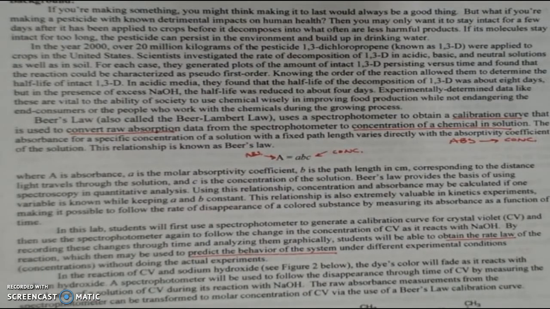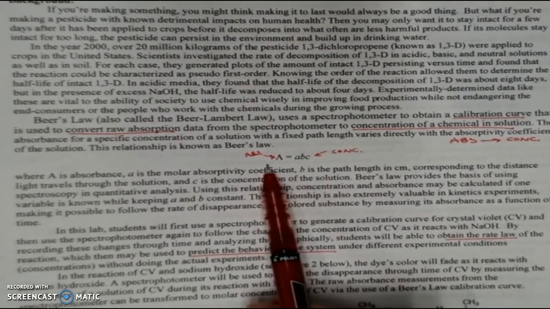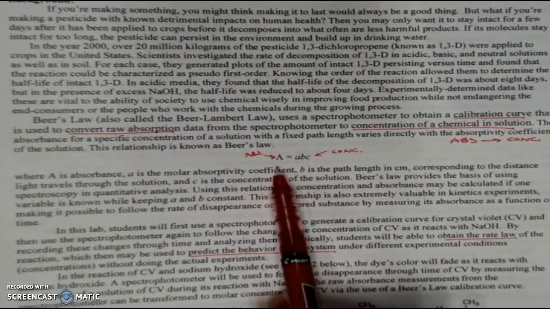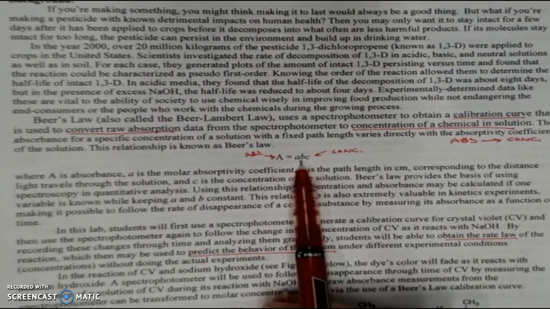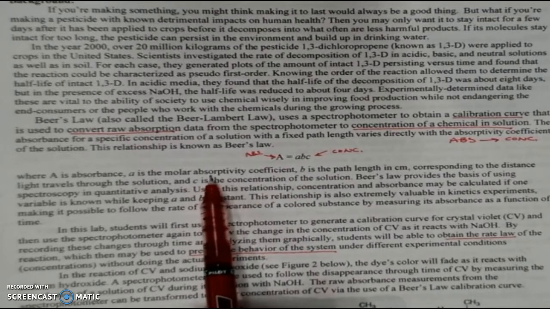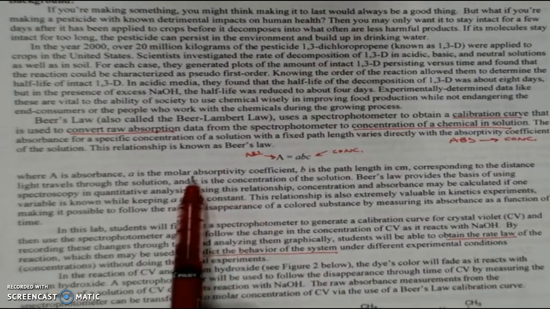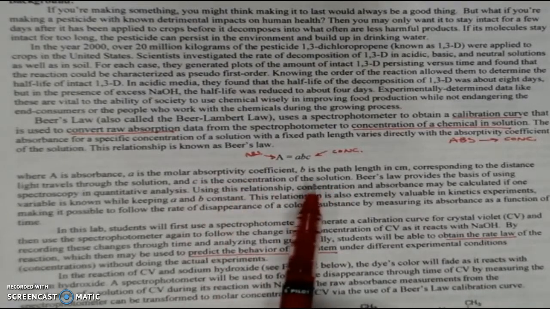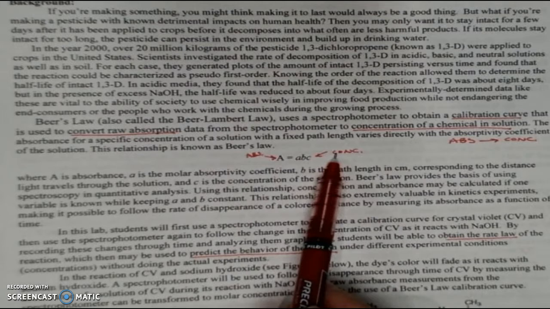So you did a calibration curve with multiple dilutions of crystal violet, and it gave you different intensities of violet color. And so you were able to read the absorbance off those different concentrations. Beer's law relates concentration to absorbance based on this formula. Now, A and B refer to the molar absorptivity and the path length, meaning how big the cuvette is. All of this stays constant right here. So all we're focusing on is the concentration and its absorbance.